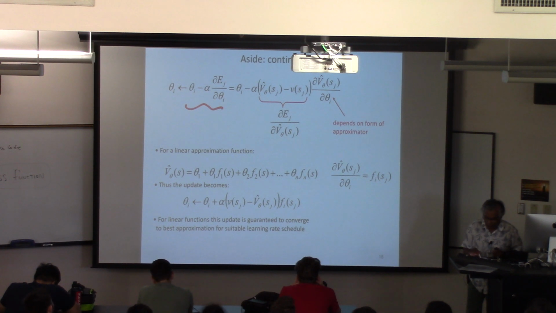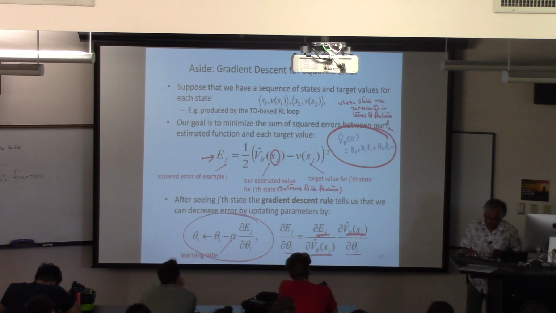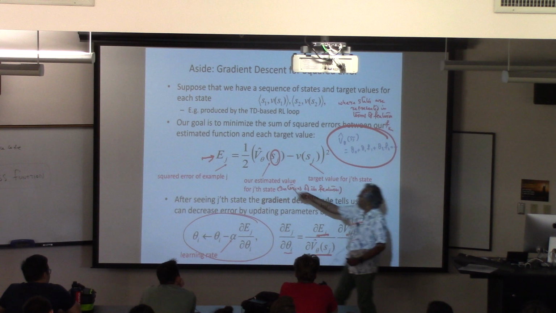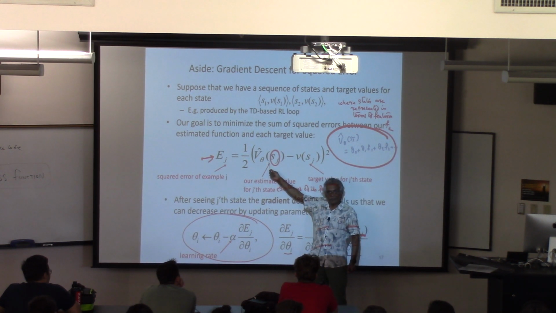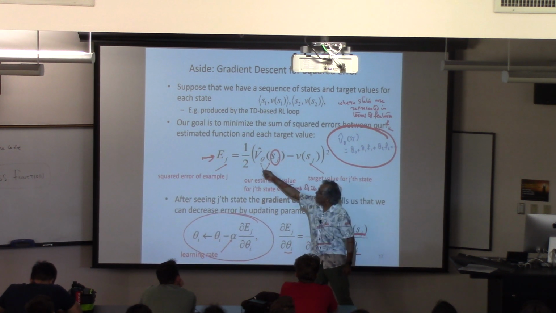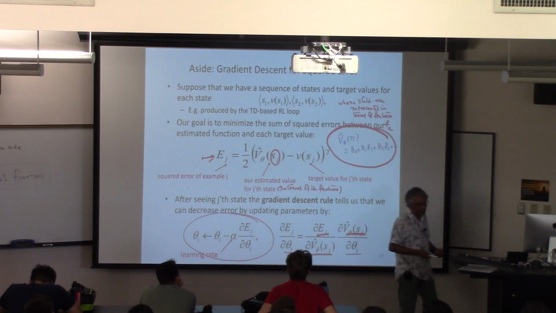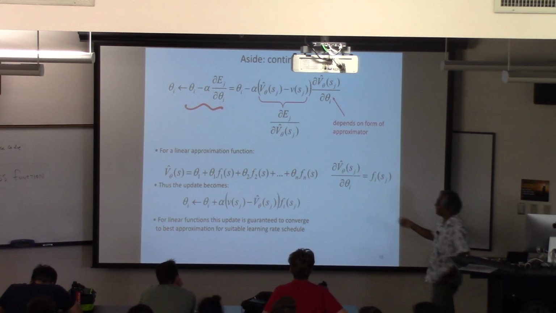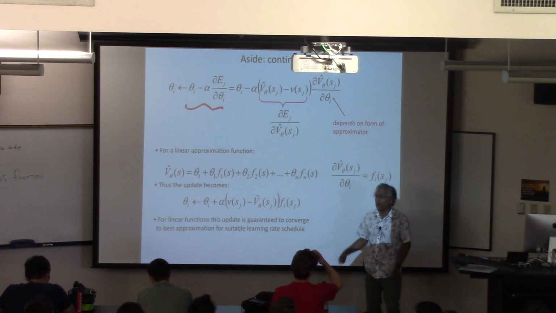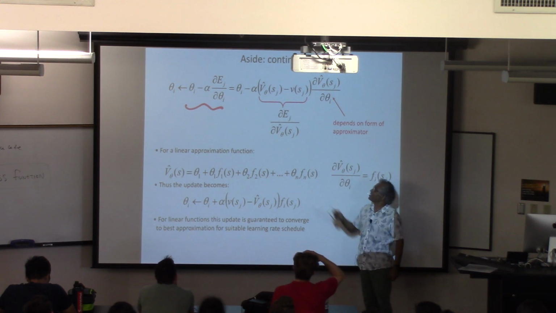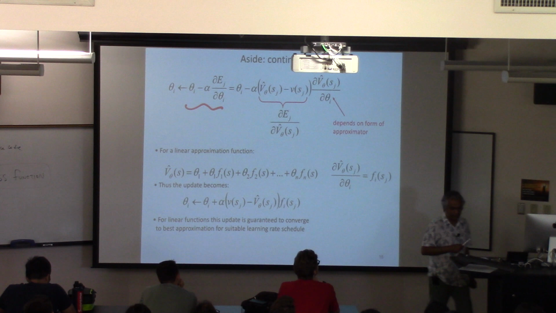So this is alpha times dou Ej by dou theta I, where Ej, if you remember, is half of V theta minus V Sj squared. If you just differentiate this part as if V theta is itself a variable, then what do you get? You get 2 times V theta minus V, and the half that was sitting there gets cancelled with the 2. So you just have V theta minus V. That's the derivative of Ej with respect to V theta.